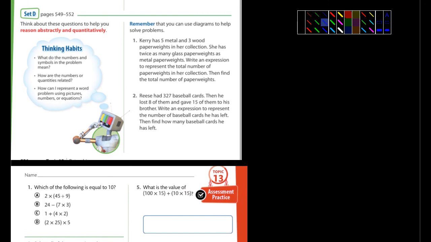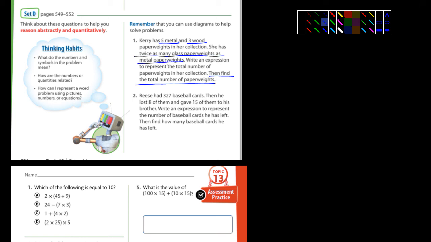Let's see here, set D. Remember that you can use diagrams to help solve problems. And so it looks like we need to find the total number of paperweights. All right. So Carrie has 5 metal, 3 wood paperweights in her collection. And then she has twice as many glass paperweights as metal paperweights.